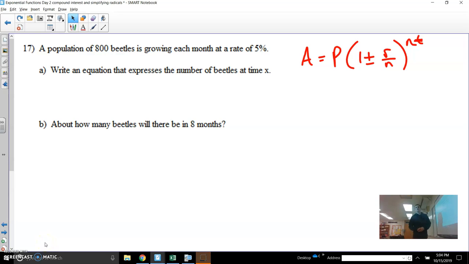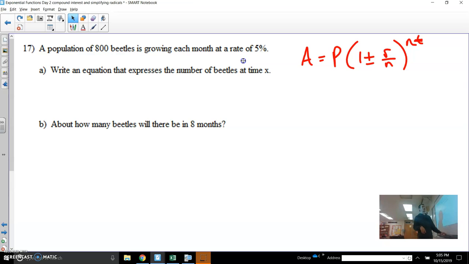All right, guys, we've been talking about exponential functions, and a huge part of exponential functions is calculating things that have to do with percentages. All things that have to do with percentages are exponential when you build them as a function. So it says a population of 800 beetles is growing each month at a rate of 5%. Write an equation that expresses the number of beetles at x time.